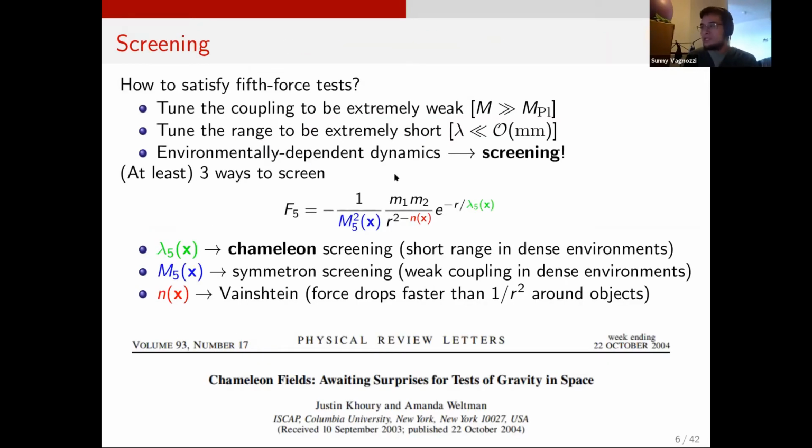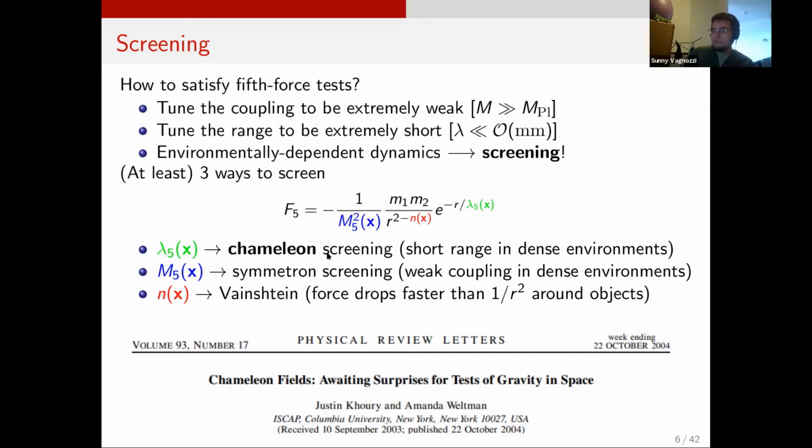Okay, so if you stare at the expression for a fifth force, you see generically you have at least 3 different ways you can hide the fifth force. And I'm going to be interested in ways which are not fine-tuned, okay, where I don't fine-tune the coupling strength or the range of the force, but I want to look at ways of hiding the fifth force which hide it dynamically based on the environment. And these are called screening mechanisms.